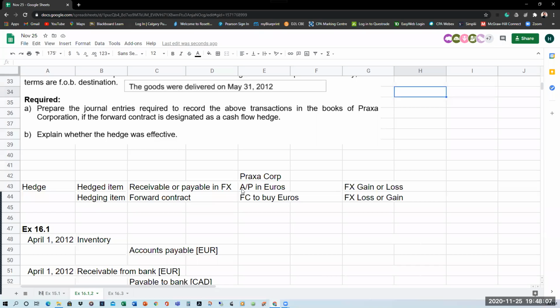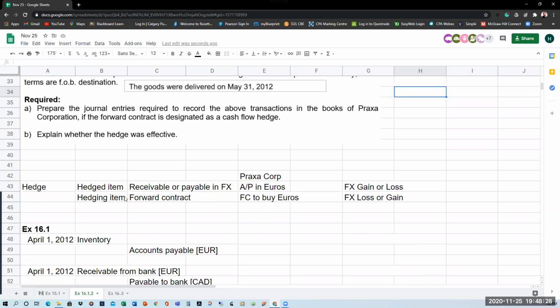For Praxa, it's going to be the accounts payable in euros. It's buying inventory. The forward contract is a forward contract to buy euros because Praxa needs euros to pay its supplier. So that's conceptually how the setup should be.